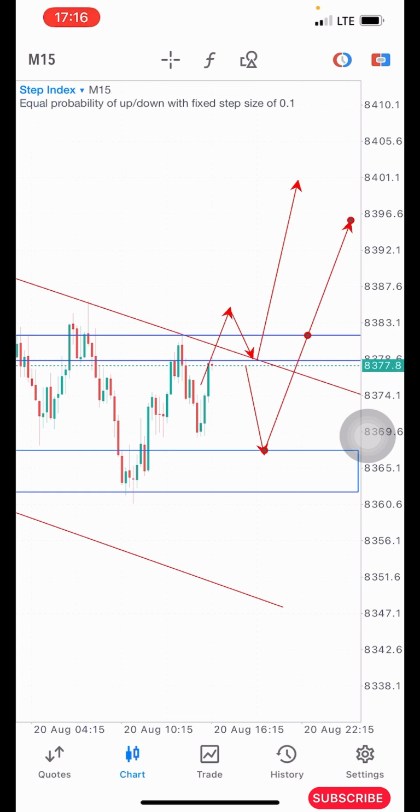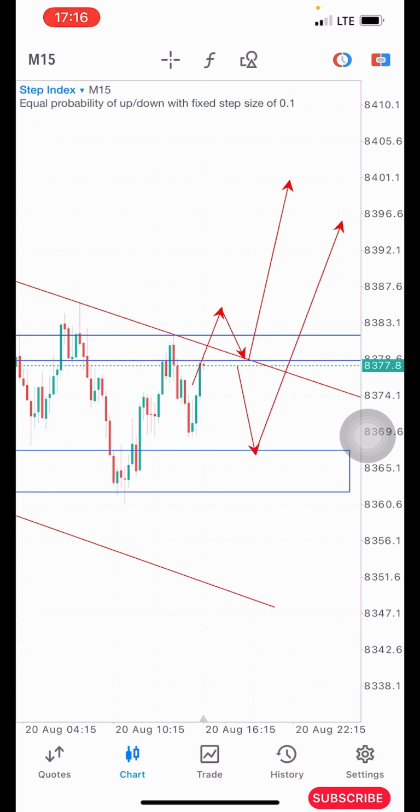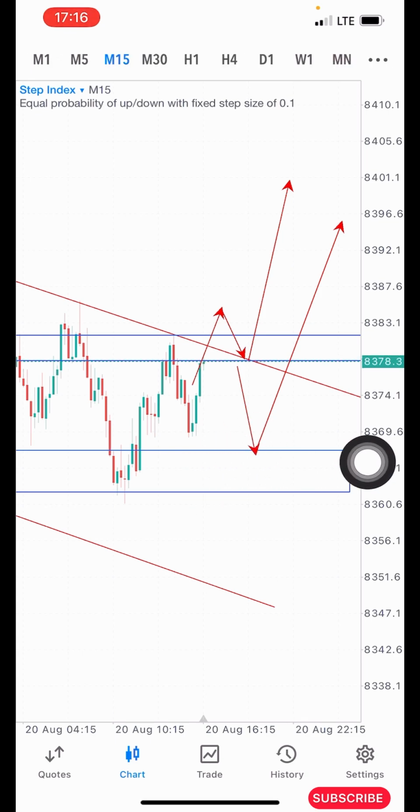Right, so the trend is your friend, so make sure you are always in line with the trend. That's what I'm trying to do here, to be in line with the trend, because I'm looking for buy trades only, for now. So this is what I've got for you guys today. Hopefully someone is able to learn one or two things from this analysis.